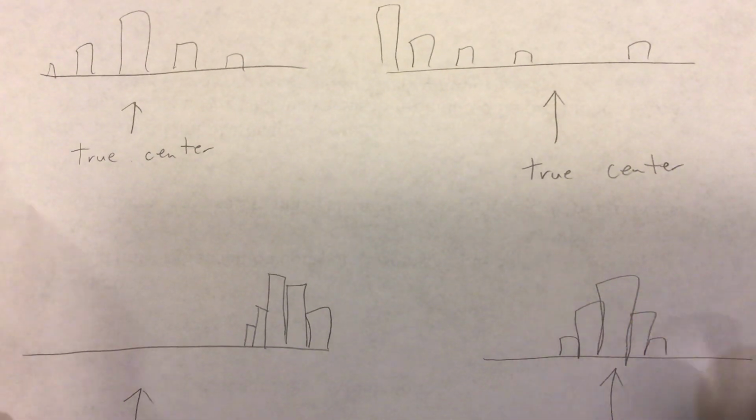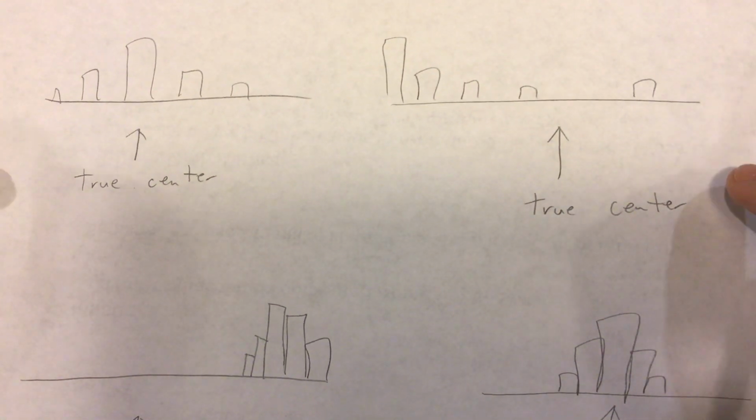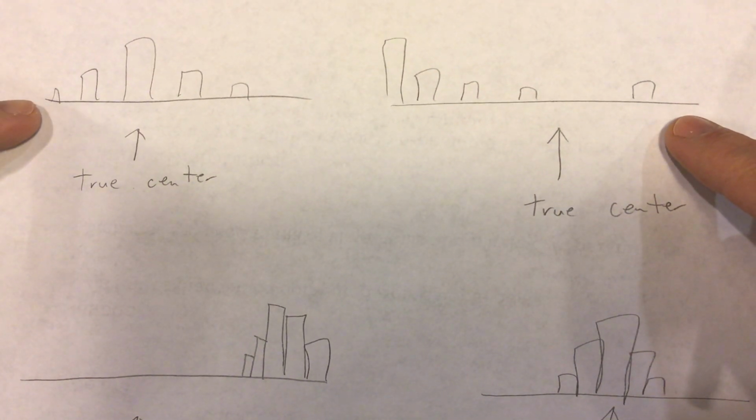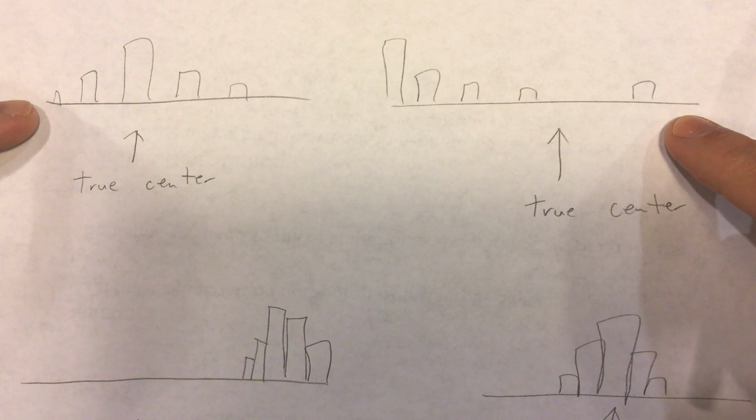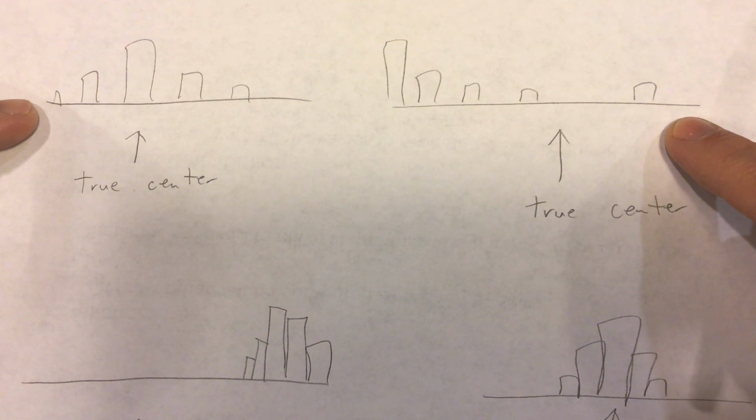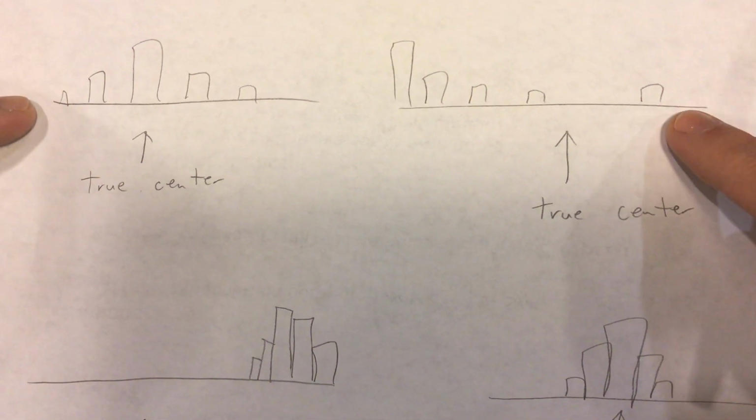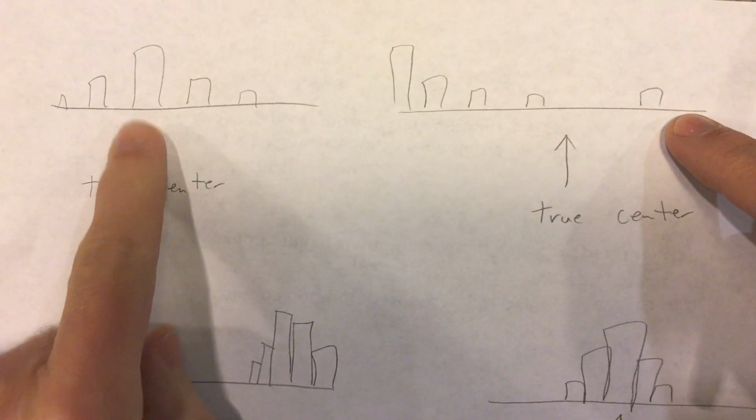Okay, so I have 4 different graphs here. Let's look at the top 2 graphs. How would you describe the variability of the data in the top 2 graphs? Hopefully you would say they both have quite a bit of variability. They're both pretty spread out. What about the bias for the top 2 graphs? Here's the true centers marked.